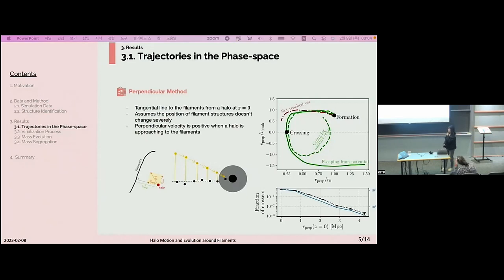So we made some assumptions, some simplifications. There are two simplifications. The first is that filaments are straight lines. So if the black dots are the filament structures I found, then I just draw a tangential line from a certain point to find a clearer filament structure. And the second assumption is that filamentary structures are not moving so much.